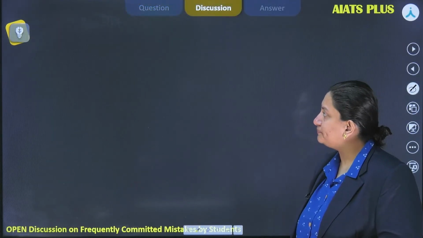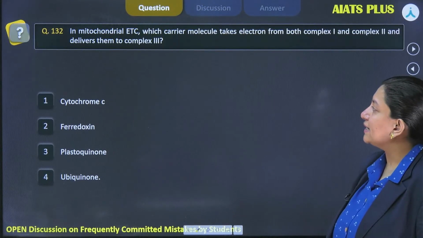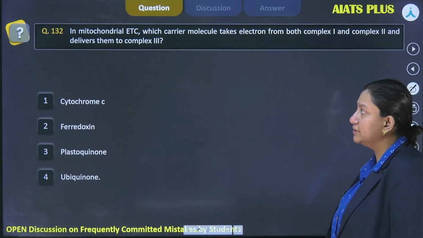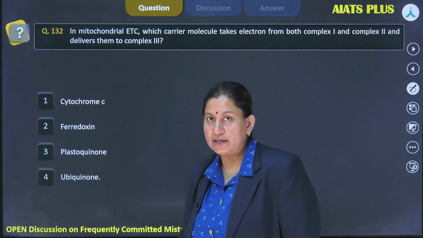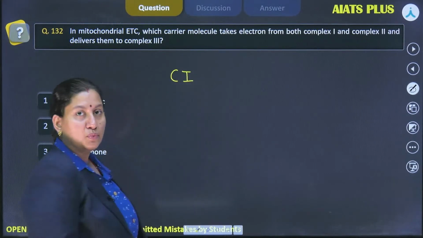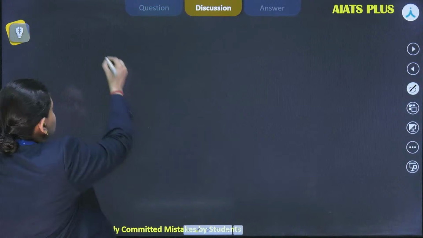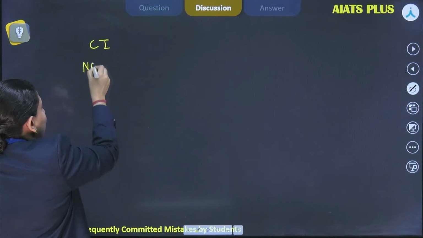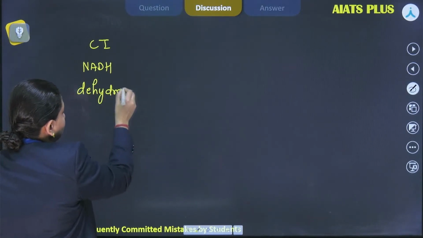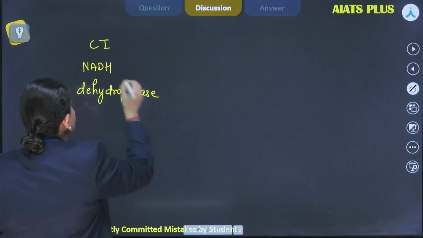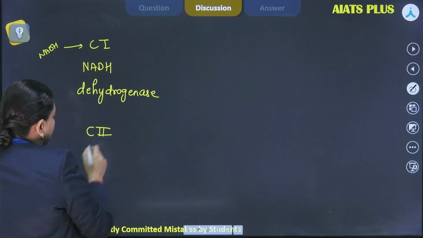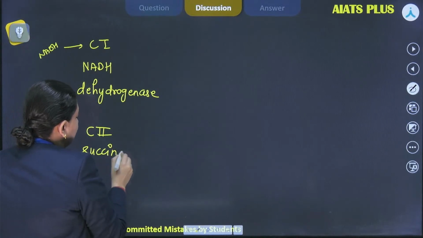We have another question, which is: in mitochondrial ETC, which carrier molecule takes electrons from both complex 1 and complex 2 and delivers them to complex 3? We have discussed the ETC. So we know that it starts with complex number 1, which is NADH dehydrogenase, which takes up the electron from NADH. And then we have complex 2, which is succinate dehydrogenase.